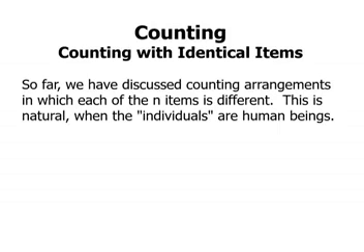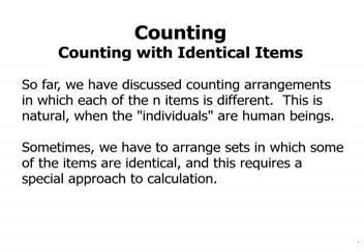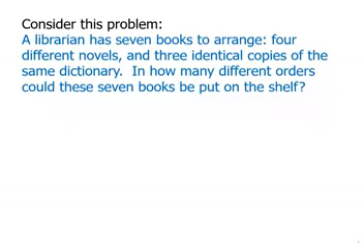So far we have discussed counting arrangements in which you've been assuming that each of the n items is different, that we have n unique items. And this is certainly natural when the individuals are human beings. Each human being is different, and each human being is unique. Sometimes we have to arrange sets in which we're talking about objects, and some of these objects are identical. And this requires a special approach to calculation.